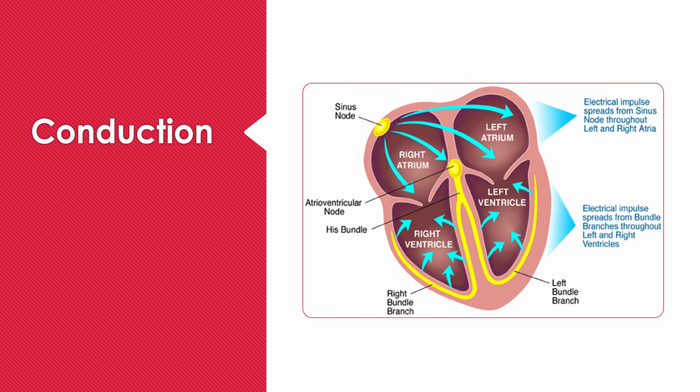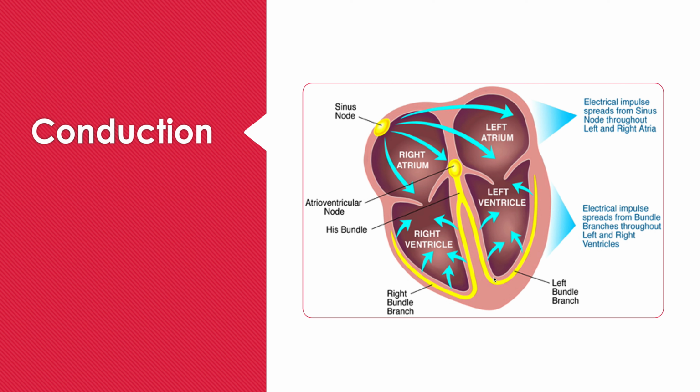That depolarization is going to continue through the bundle of His, and as those depolarizations are spreading, it is instructing which cells need to contract. And that way, when the sinus node is depolarizing, it's going to trigger the atria to contract and squeeze blood into the ventricles. Once the AV node and bundle of His receive the depolarization, the ventricles will contract to discharge the blood to the body.